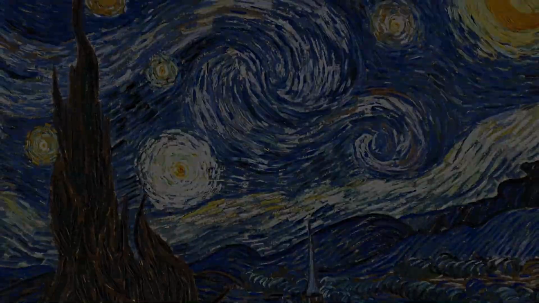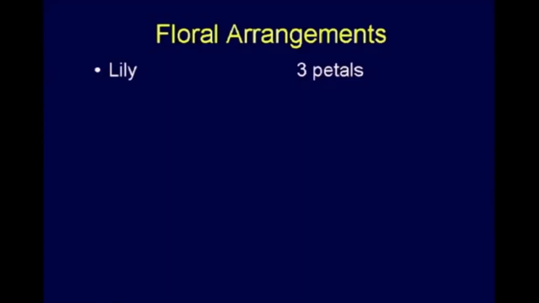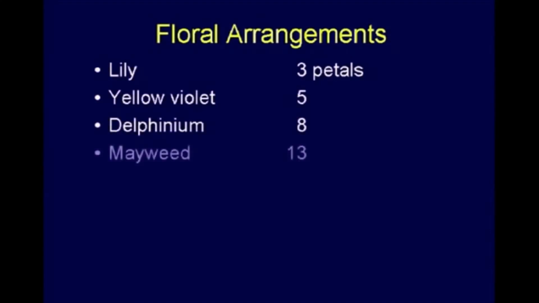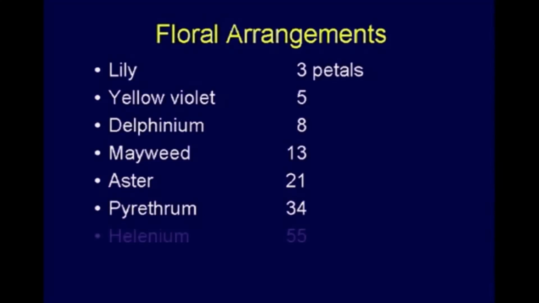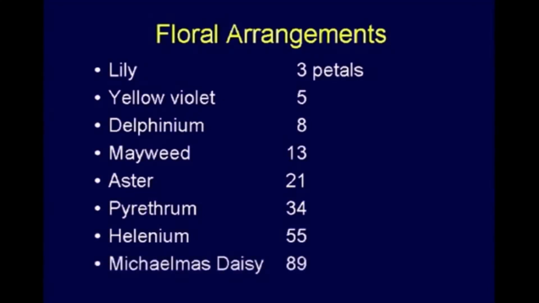In floral arrangements, we discover the lily has 3 petals, the yellow violet 5, delphinium 8, the mayweed 13, the aster 21, pyrethrum has 34, helenium has 55, Michaelmas daisy has 89. So if you're one of these people, she loves me, she loves me not, if you know the Fibonacci numbers, you've got a chance of winning that one. Okay. All these, of course, are in the Fibonacci sequence.